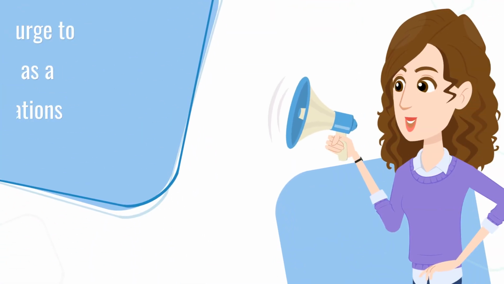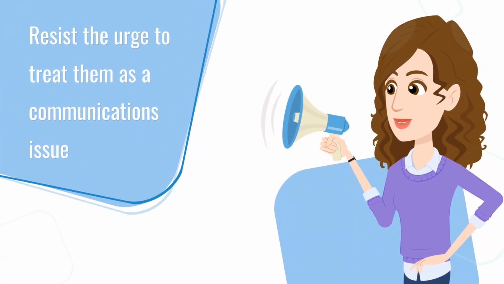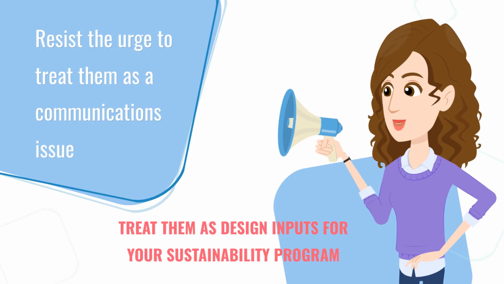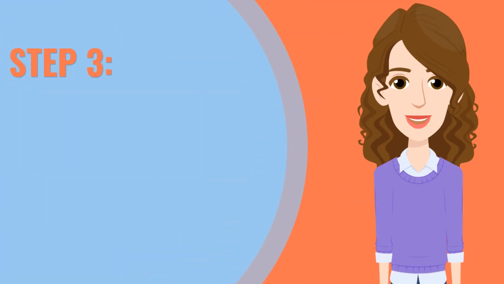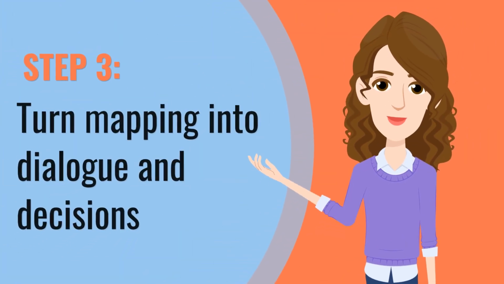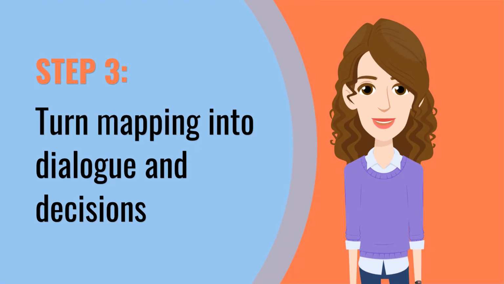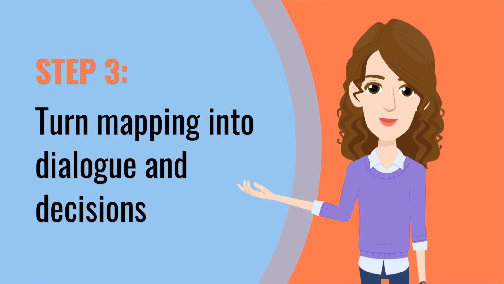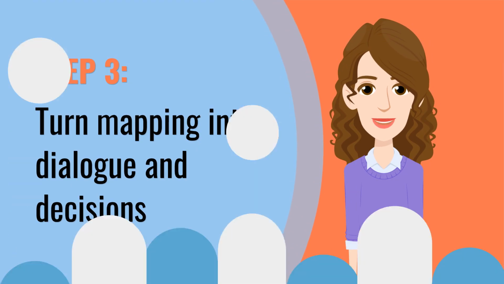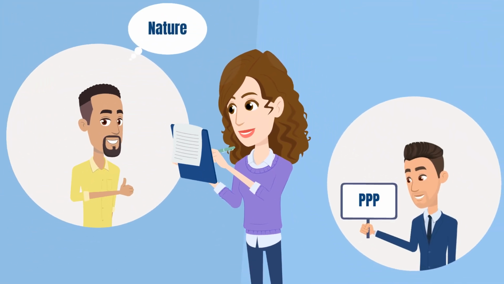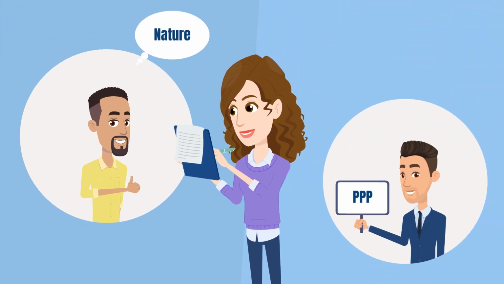When you hear these signals, resist the urge to treat them as a communications issue. Treat them as design inputs for your sustainability program. Step 3. Turn mapping into dialogue and decisions. A static map doesn't change outcomes. Dialogue does. When stakeholders speak, their expectations often translate directly into operational choices.